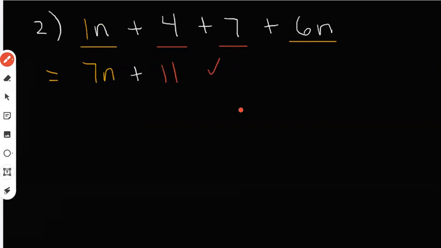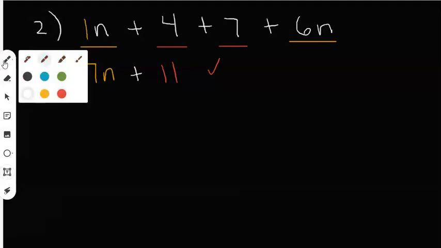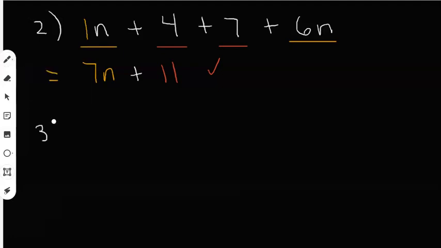So we're combining like terms only. Notice that this 11 is not attached to an N, right? So we can't put those together. We just leave it like that. Okay, let's try number 3.